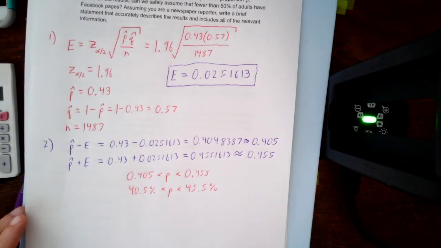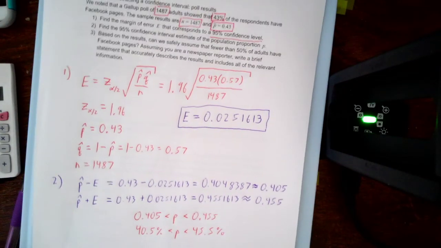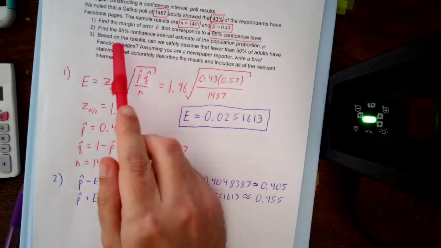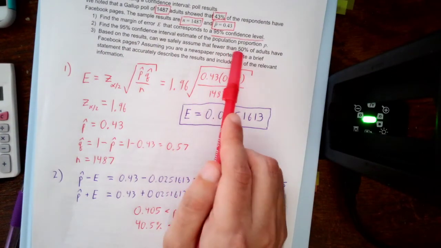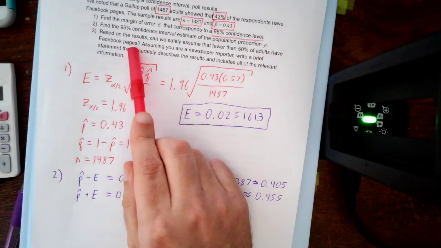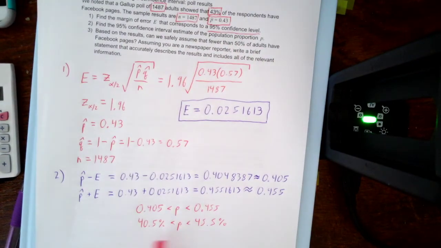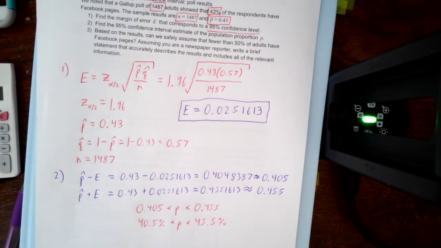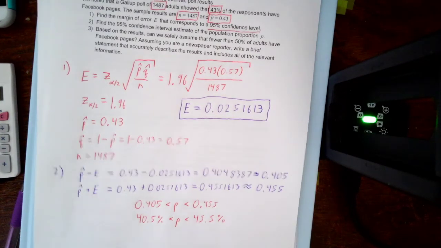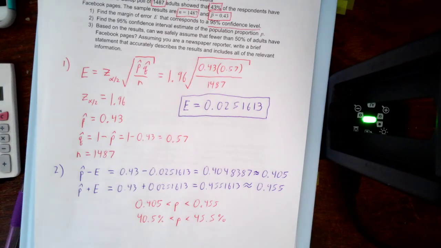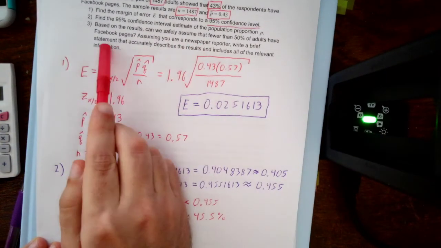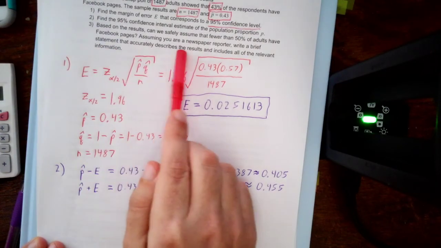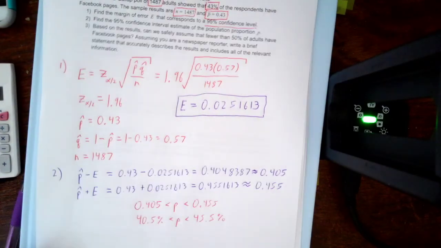Now, how would we interpret this? That's what part 3 is asking. It says, based on the results, can we safely assume that fewer than 50% of adults have Facebook? I'd say so, yeah. I think the answer is between these two numbers, which is fewer than 50%, right? But how would we phrase that? Let's assume we're a newspaper reporter. Write a brief statement that accurately describes the results and includes all of the relevant information.